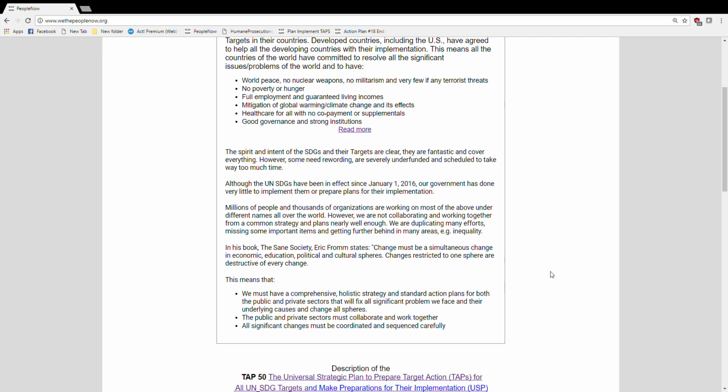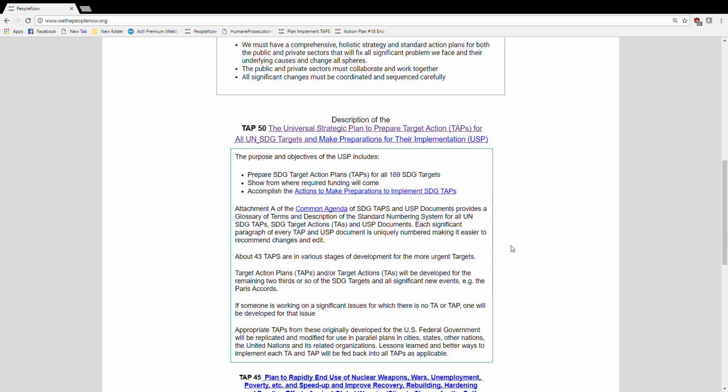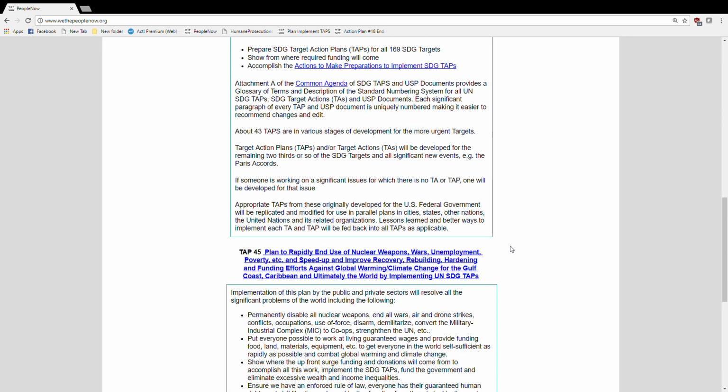We'll go on down and take a look at, just look briefly, please, at the Universal Strategic Plan to prepare target action plans for all the targets. And this plan basically shows where the money will come from. It shows that we need to develop what I call target action plans, TAPs, for all the 169 HCG targets. And this has a standard number system that we'll talk about when we look at the actual targets.